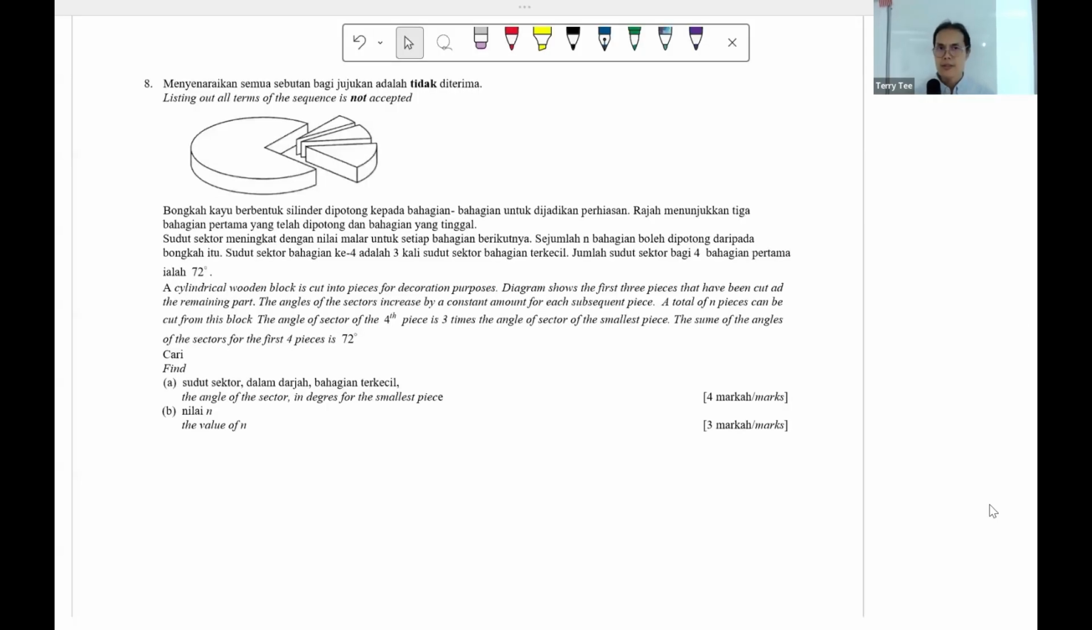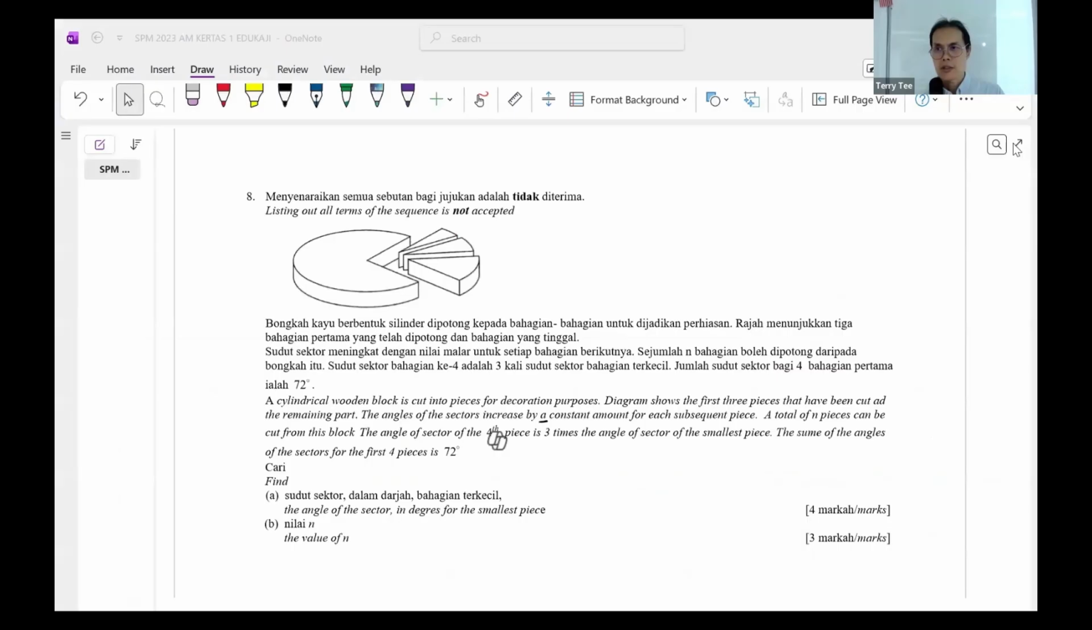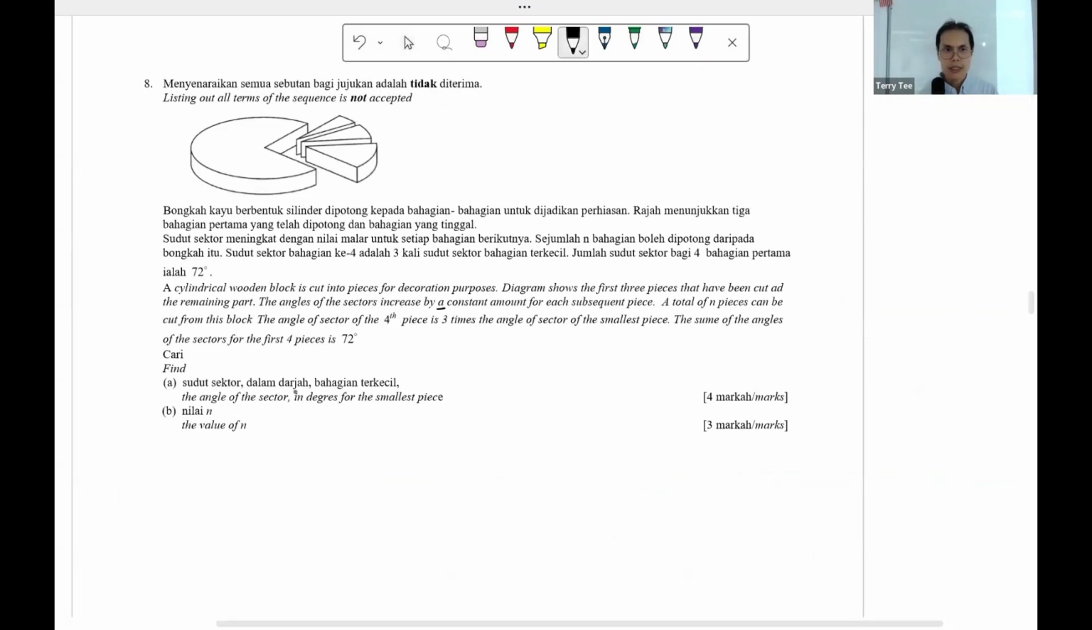Okay, question number 8. This is from Form 4, Chapter 5, Progression. So here they say listing out all the terms of the sequence is not accepted, so you cannot list one by one, right? So here we have a cylindrical wooden block cut into pieces for decoration purpose. Diagram shows the first 3 pieces and so on. We cut. So the angle increases by a constant amount. Okay, so here what we want to do is find the angle for the smallest piece. They give us these two pieces of information.